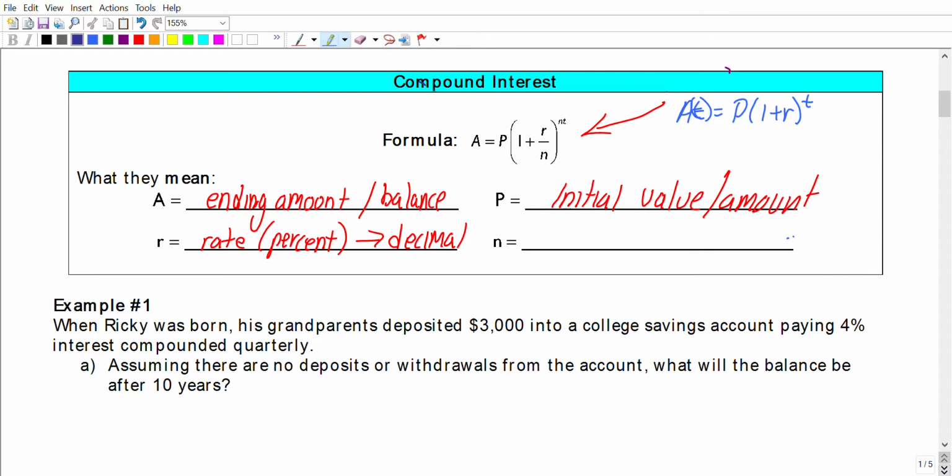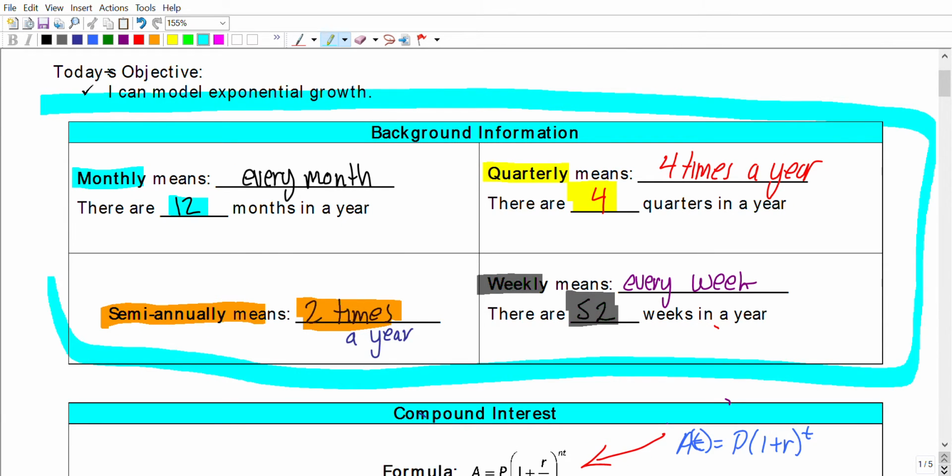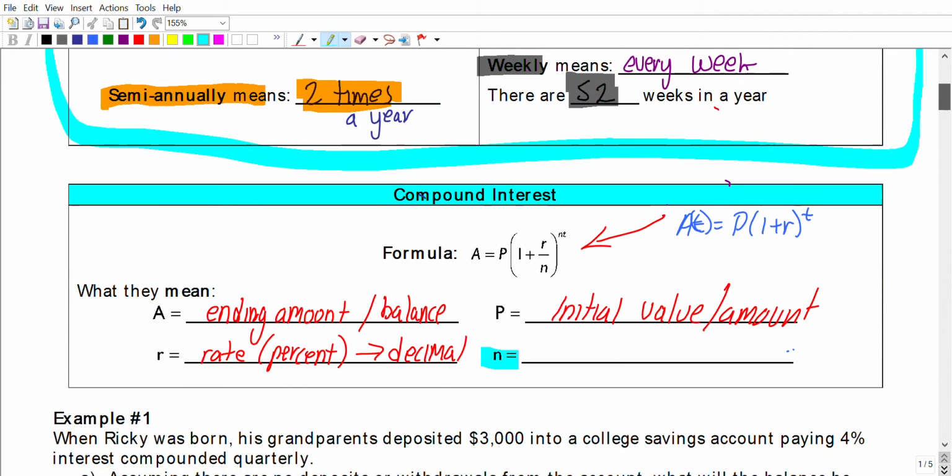So this right here is the new portion. This is the reason why we went over every single one of these things up top here. All right. Our n means the number of times each year. So let's recap.